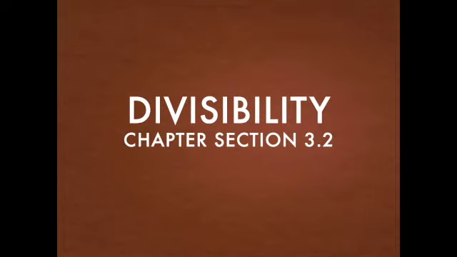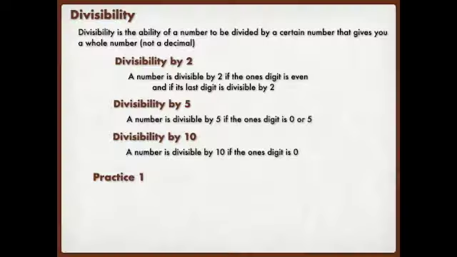Okay, now let's focus on divisibility. When we say divisibility, we first think of dividing. Okay, can we divide into something? Divisibility is the ability of a number to be divided by a certain number that gives you a whole number. So we will not be yielding a decimal. Okay, so there are rules that I'm going to give you. I'm going to actually give you a total of 8 to 9 different rules.